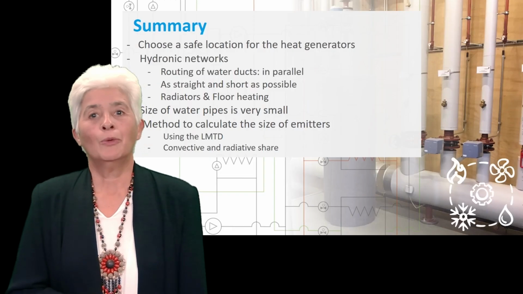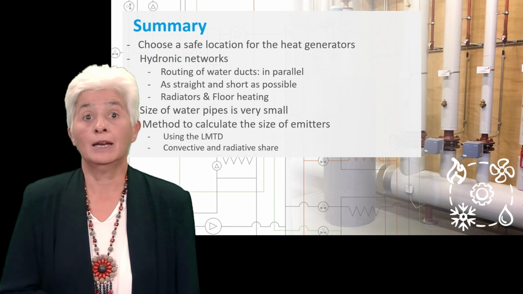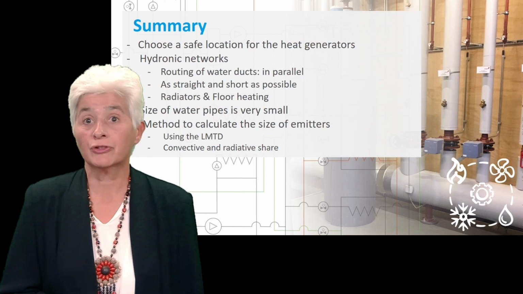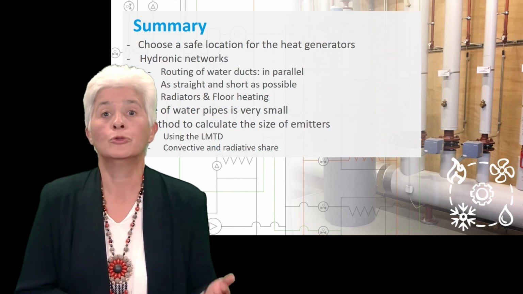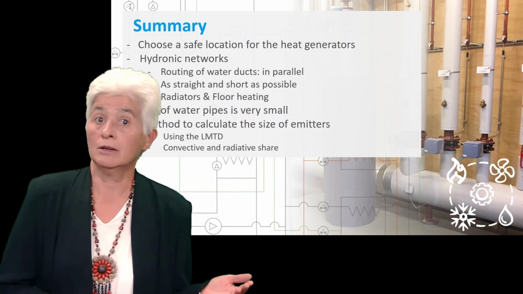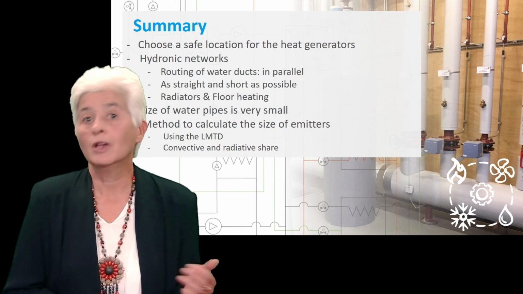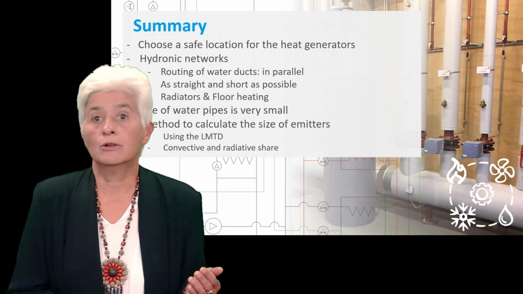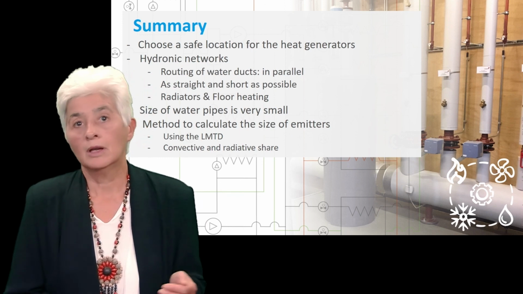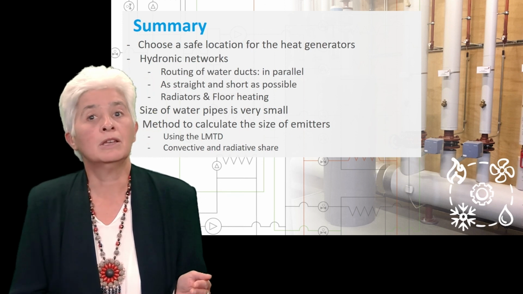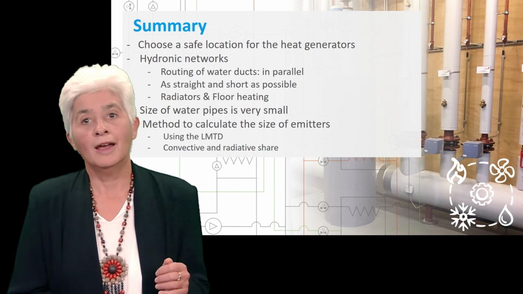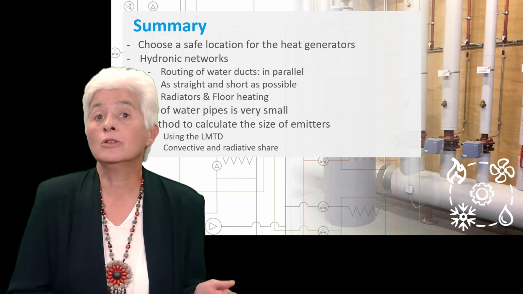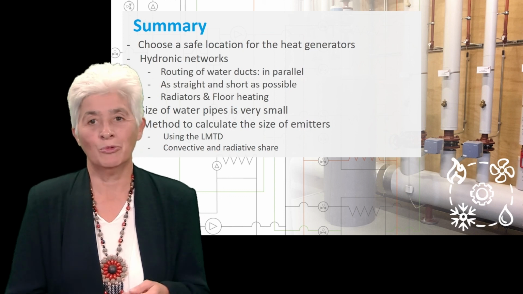In this lecture, we looked at the location of heat generators and then studied hydronic networks, which are the water ducts distributing the hot heating water to the local emitters, radiators or floor heating, for instance. We saw that a good hydronic design with radiators in parallel is recommended. We also discovered that the diameter of water pipes is really small, and we described the way to calculate the size of the radiators needed to heat rooms. Thank you very much for listening.